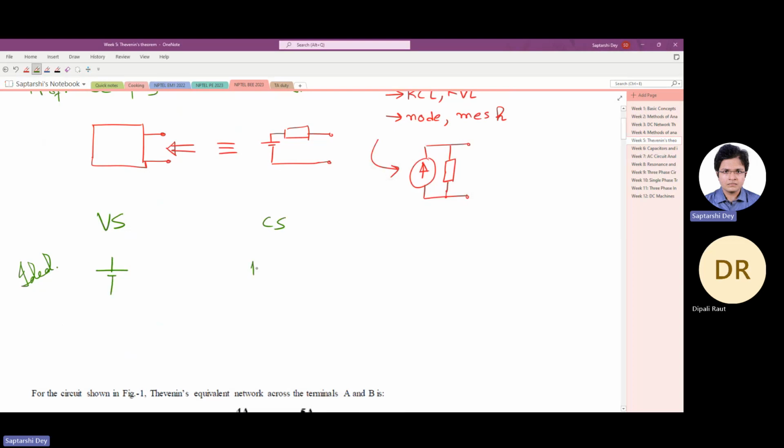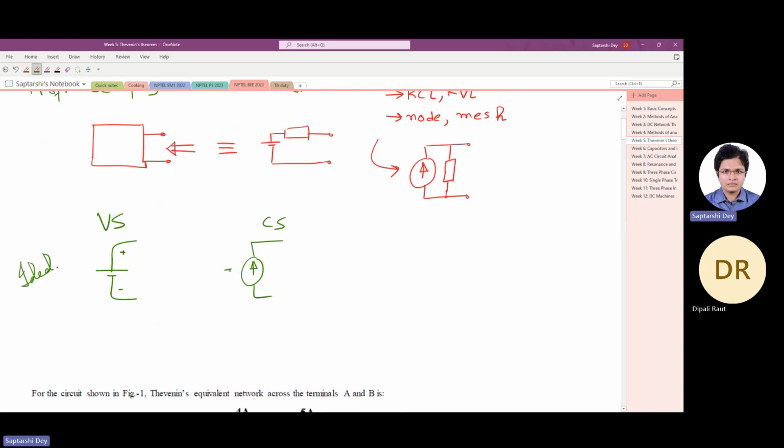Ideal voltage source always maintains a constant voltage across it. Doesn't matter how much load is connected, assuming that it can handle any amount of load current, the load voltage will not change. So whatever the load might be, this voltage will not change. Similarly, for a current source, whatever the load might be, the current that it supplies does not change.